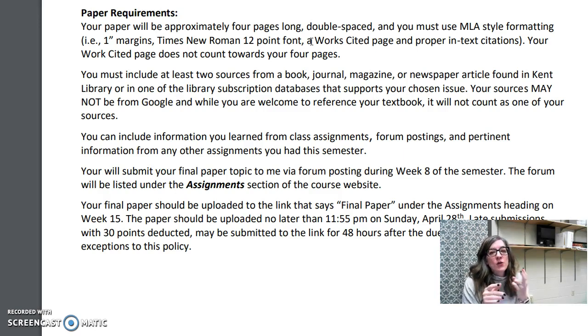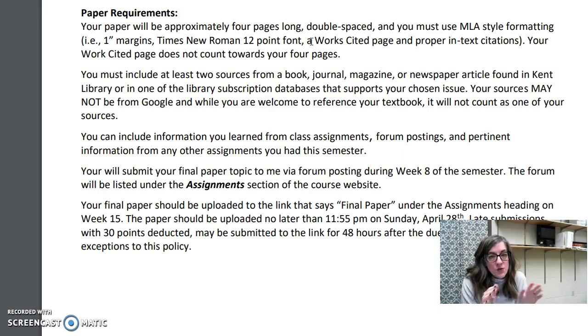You only need to include 2 sources in this assignment, and they need to be either from a book or a journal or a magazine or a newspaper article found in Kent Library or in one of the library subscription databases that supports your chosen issue. We're going to have a whole unit on library subscription databases, so you're going to know how to use those with no problem fairly early in the semester. So again, if you're wondering what a library subscription database is, you will know that in a few weeks.